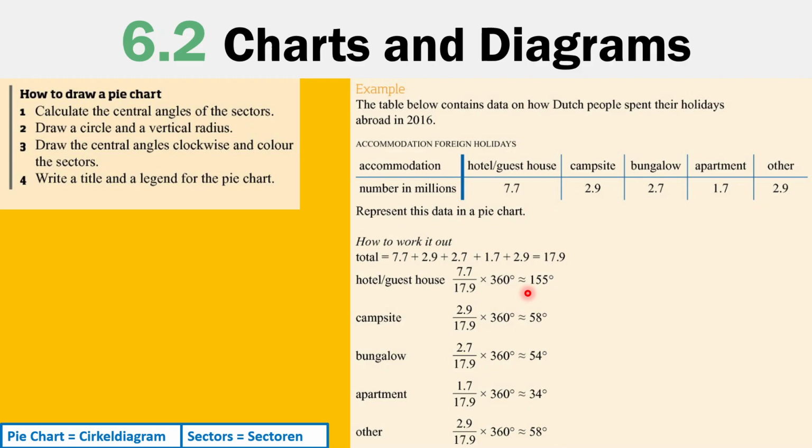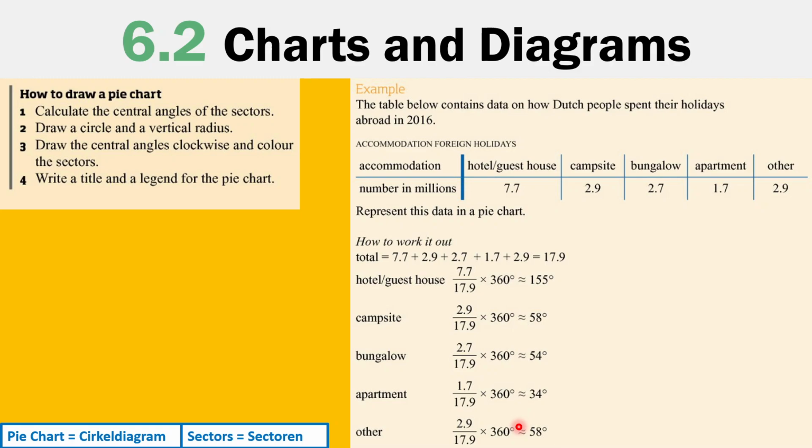So here that will give you approximately 155. For campsite, 2.9 divided by total times 360. For bungalow, 2.7 divided by 17.9 times 360, etc. And now you find all those angles, and all those angles added up are 360 degrees, or at least almost, because you do round somewhere, right? Angles we oftentimes draw rounded to whole numbers, because otherwise it's very difficult to draw them. Now we have all the central angles.